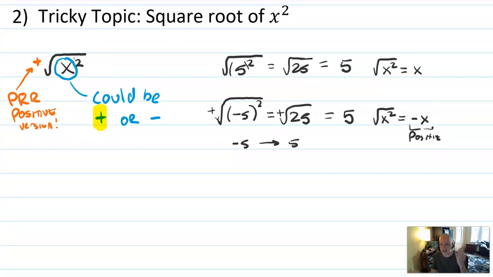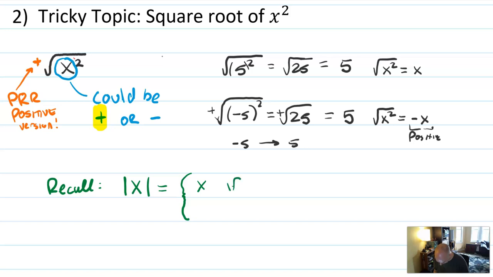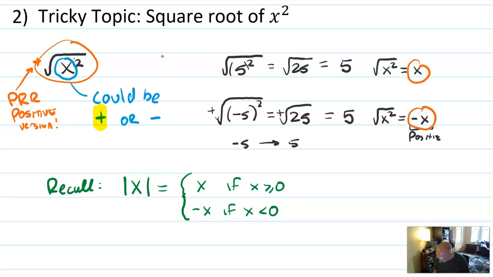And that's interesting. We have a case-wise situation where the rules are different depending on whether x is positive or x is negative. But wait, we already had something, if you think back just a video ago, that did this exact same thing. Remember our definition of absolute value of x? This is so cool. I love this. It was equal to x if x is greater than or equal to 0, and opposite x if x is less than 0. Well, guess what? Square root of x squared has the exact same behavior.